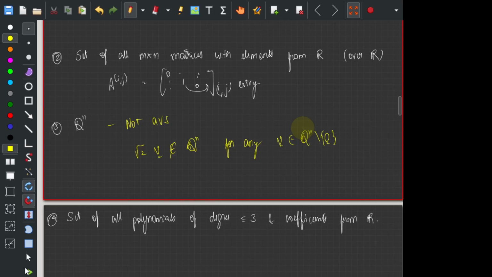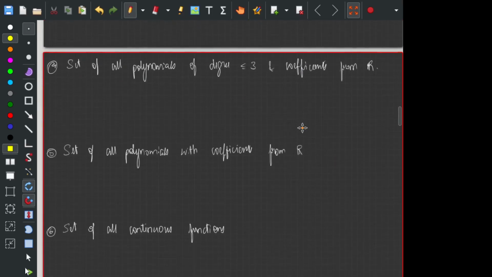Any questions? Yes, over the field of rational numbers, it is a vector space. So that is why the field and the set of vectors do matter, depending on how you choose things. Any questions? Okay.